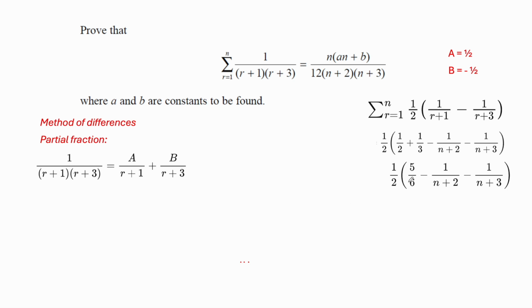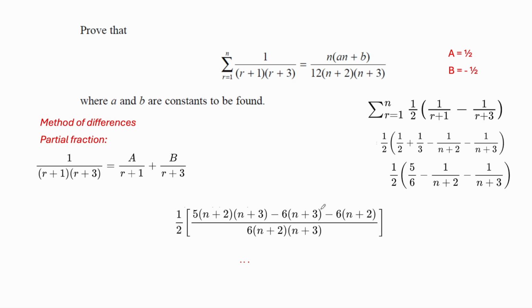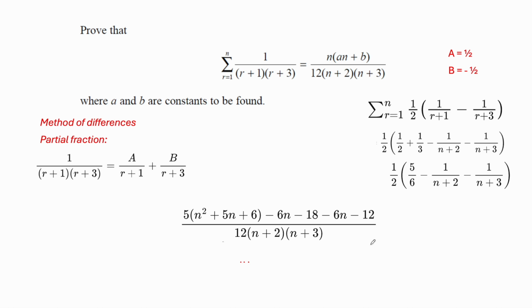Now, because the denominators are all different, we can multiply everything by (n+2), (n+3) and 6. And this is what we get here. And then we can expand that, and then we can rewrite this. And we've gotten rid of the half by multiplying by 2 on the denominator.